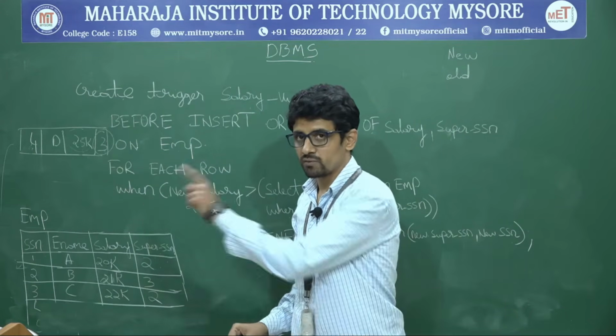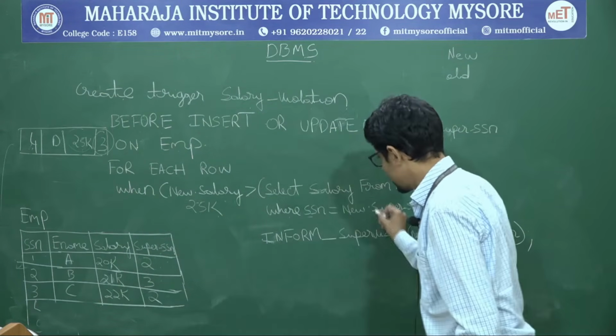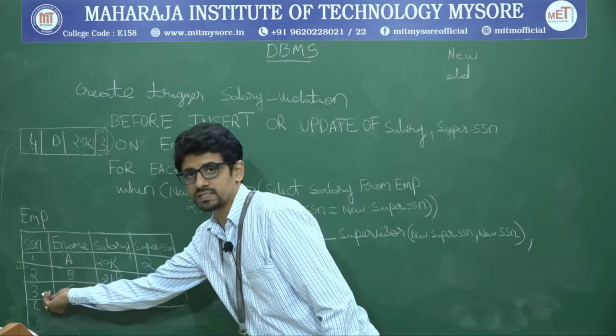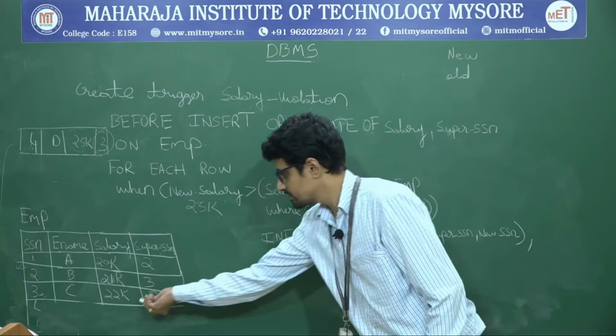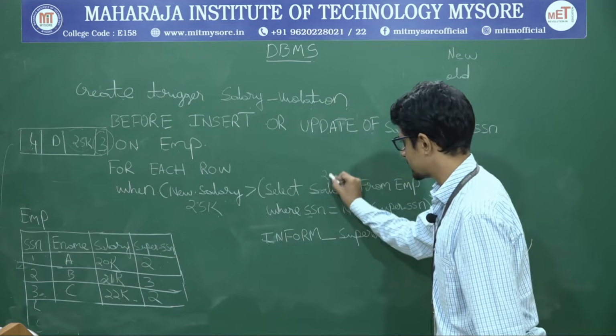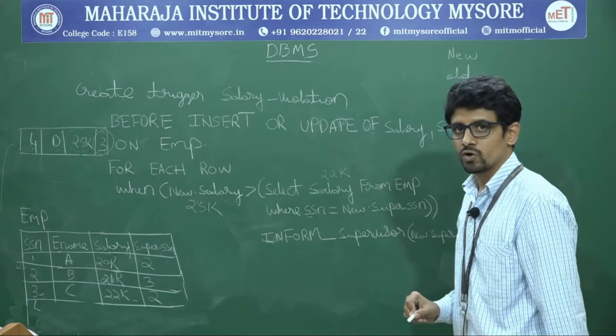3. The new keyword is being used, the one I am going to insert now, 3. So is 3 present in SSN? Yes, 3 is already present in SSN, only an existing one I am supposed to give. When 3 is present, what is the salary of 3? 22. So 22k is selected. Hope you all got it.